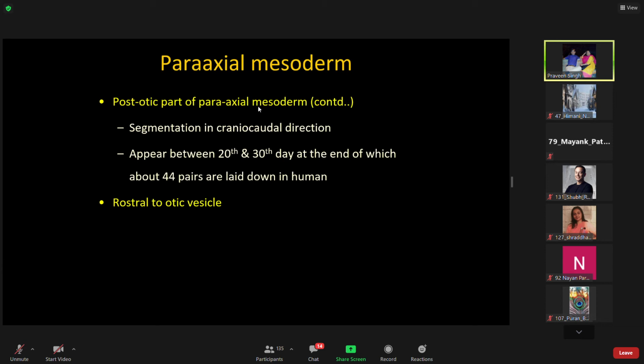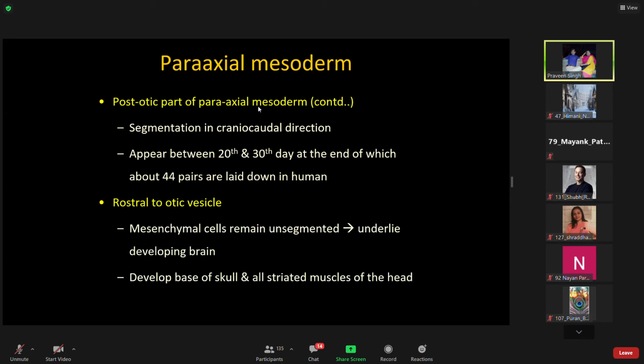पैराक्सियल मेसोडर्म पूछे तो भी वही लिखना है. सोमाइट मतलब तो सोमाइट्स के बारे में लिखना है. सोमाइट्स पूछे तो भी सोमाइट के बारे में लिखना है. और इंट्रा एम्ब्रियोनिक मेसोडर्म पूछेगा तो भी अभी तो तुमको पता है वो मेनली पैराक्सियल मेसोडर्म पता है. So it will boil down to mainly somite. So post-otic part becomes segmented from somites. Rostral to the otic vesicle, it remains unsegmented. It underlies the developing brain, and it develops the base of the skull and all striated muscles of the head.